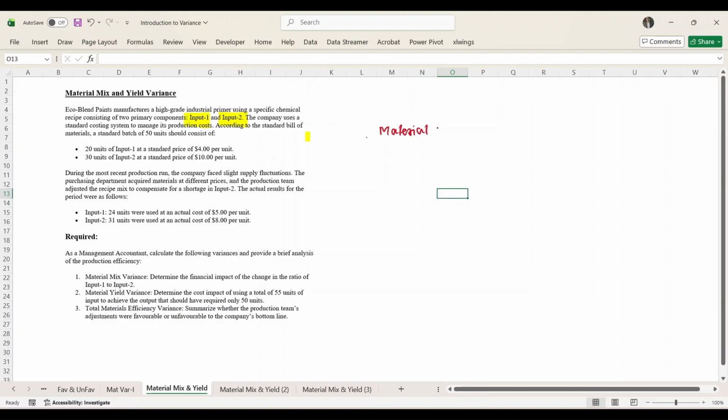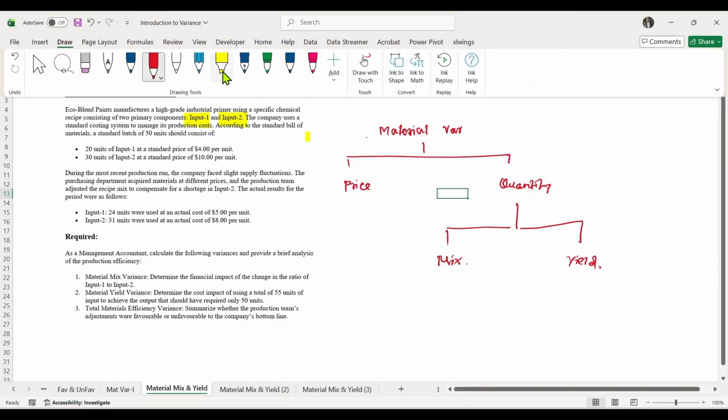material variance that will be of two types. One is a price variance and quantity variance. And in this quantity variance, again, we have to classify it as mix and yield variance. Mix variance and yield variance. That's what we need to do. But let's first identify the important information which is there.